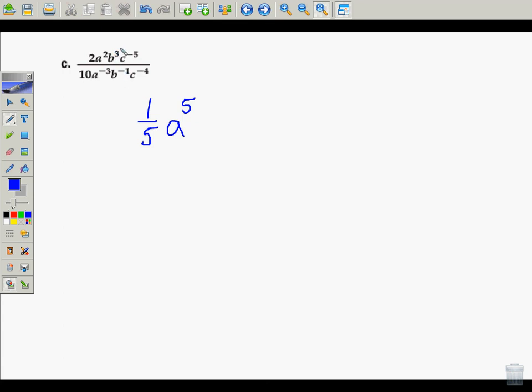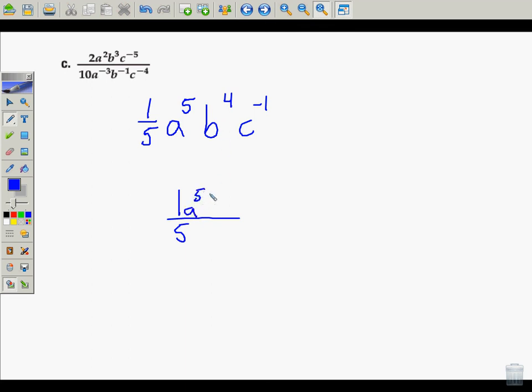And then I have c raised to the negative 5th divided by c raised to the negative 4th. Negative 5 minus negative 4 is negative 5 plus 4, so I get negative 1. And then to rewrite this, I don't want any negative exponents. I've got 1 over 5. A to the 5th was happy, so I can leave it in the numerator. B to the 4th was positive, so I can leave it in the numerator. C to the negative 1st, it's negative, so it's unhappy where it's at, so I have to put c to the 1st in the denominator.